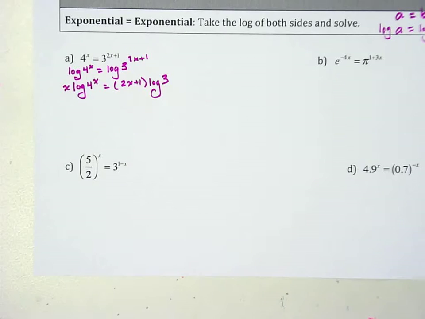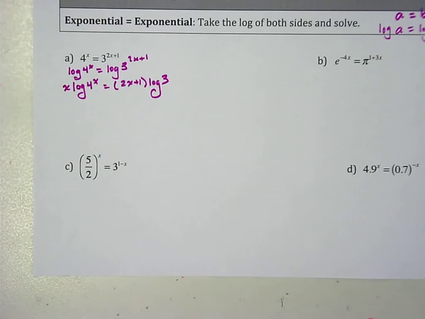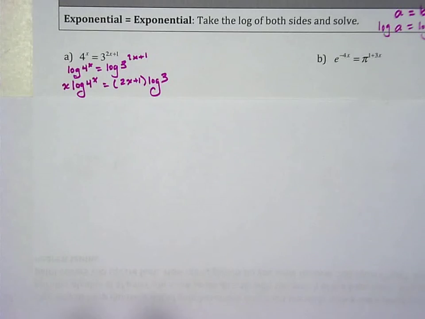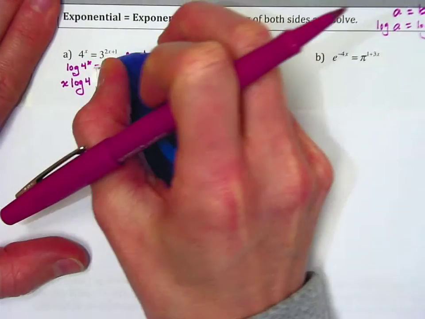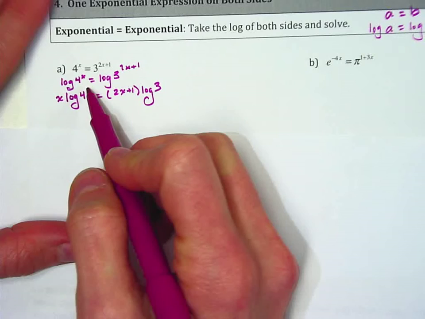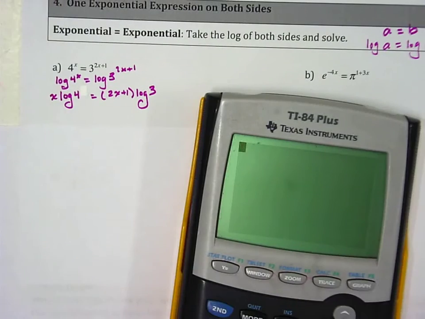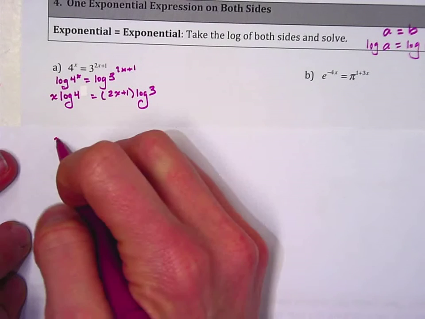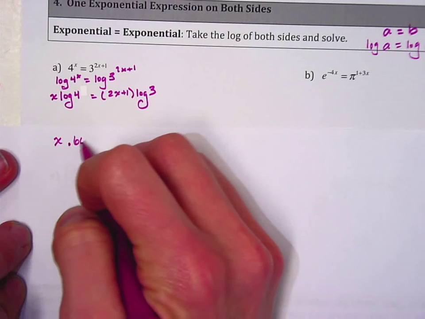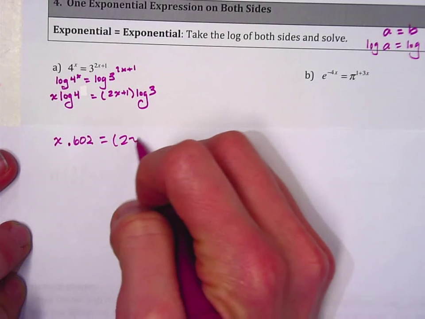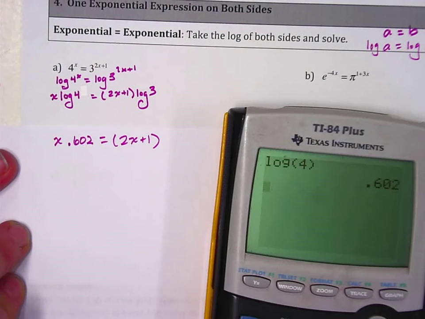Now, I want to do a side-by-side with a decimal approximation to try and show you what's going on. We used the power rule, so there's no x in the log. All right, so what I want to show you is that log of 4 is 0.602. So I have x times 0.602 equals 2x plus 1 times log 3, which is 0.477.